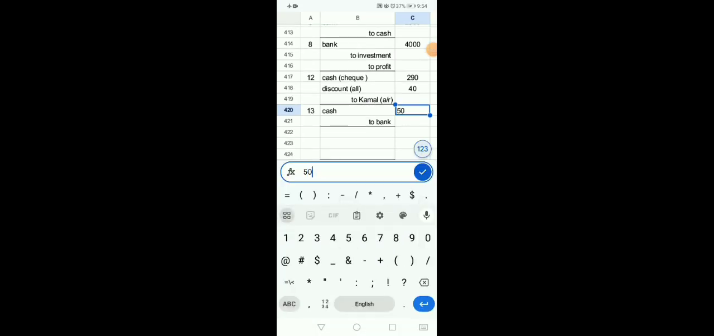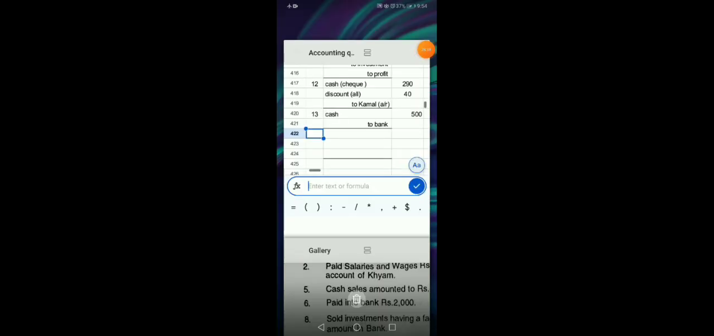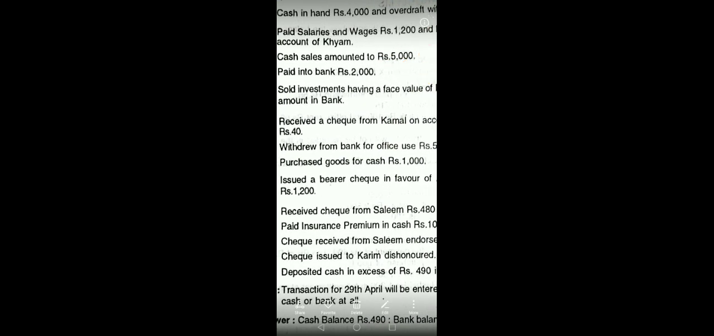How much is the amount of the 13th entry? It is 500. So you will write 500 on the debit side, and the same amount you are supposed to write on the credit side. Rules for journal entry we are following. 13th entry completed. Let's see what is next for us. This is 15. Let's put the date first. 15th entry, and what 15 is saying: purchase goods for cash.